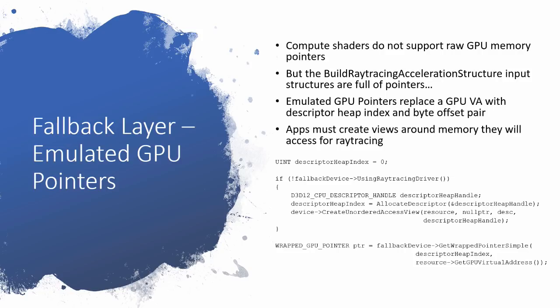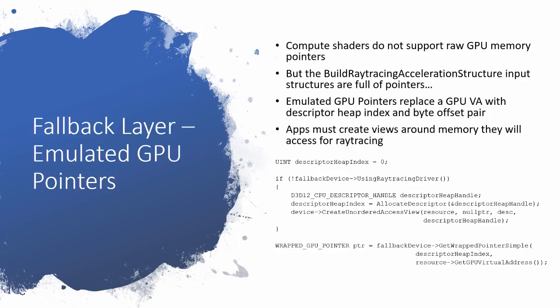The way the fallback layer handles this, it replaces every time that a GPU virtual address occurs. Instead, you pass an index into a descriptor heap plus a byte offset from that index. And that way you can just do indexing in the standard DirectX way. So that means to use the fallback layer, you have to go and create a view around any memory that you want to use for ray tracing and pass that in. It's a small code change.